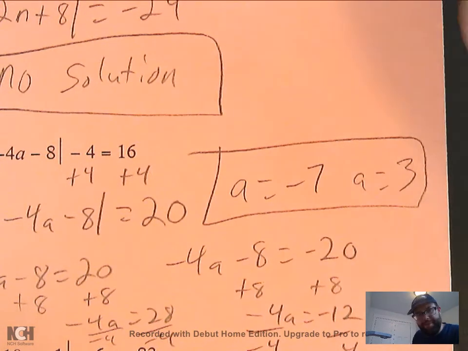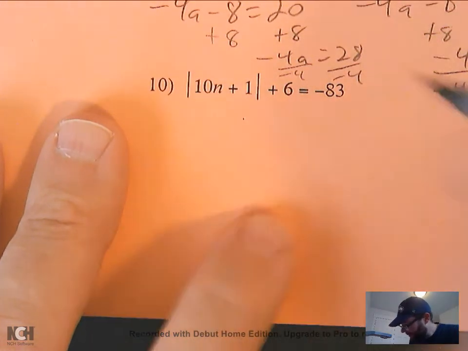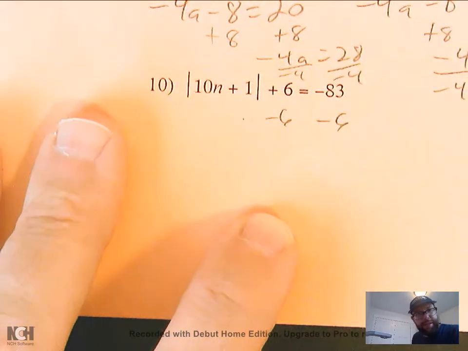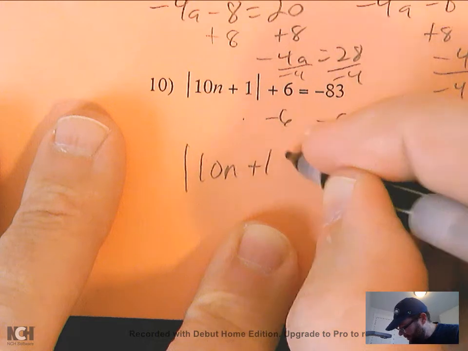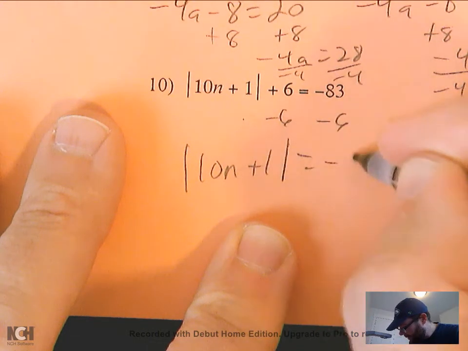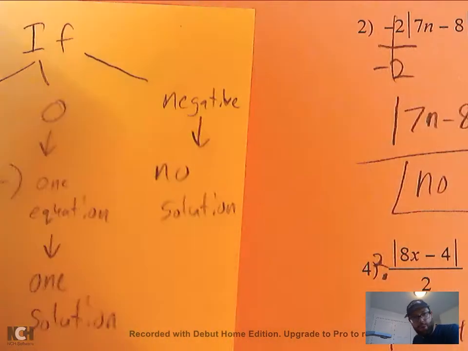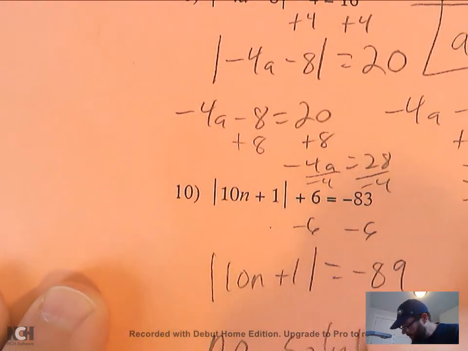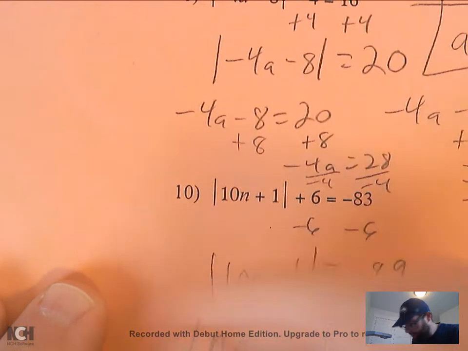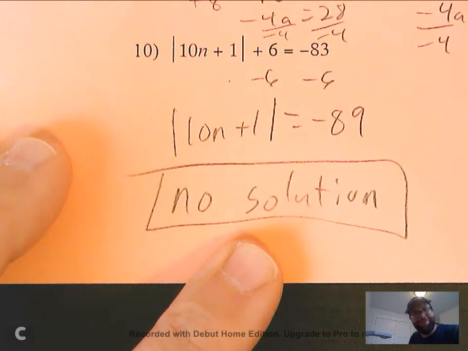Okay. Not too tough, right? This one has a plus 6, so I have to minus 6 to get it away from the absolute value. So absolute value of 10n plus 1 is equal to negative 89. Now, absolute value is all by itself. It's equal to a negative number. If it's equal to a negative number, it is a no solution, right? So, no more work involved. No solution. Okay. All I do is minus 6.